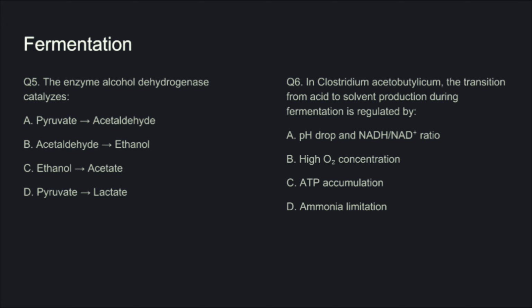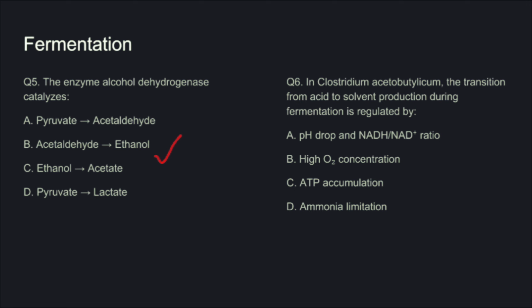Question number 5. The enzyme alcohol dehydrogenase catalyzes, options are A pyruvate to acetaldehyde, option B acetaldehyde to ethanol, C ethanol to acetate, D pyruvate to lactate. Correct answer for this question is option B acetaldehyde to ethanol, and that even regenerates NAD plus.